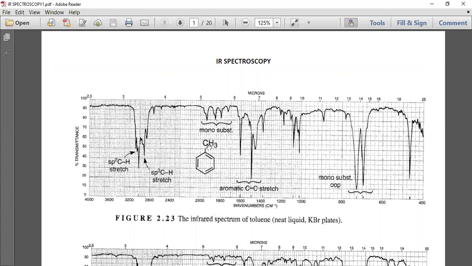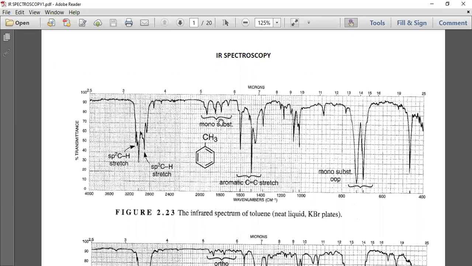Then aromatic C=C stretching frequencies we will generally observe at 1450 and 1650. Yes, we have those stretching vibrations, though we cannot pinpoint them. Then another important point, the OOP. For mono substitution, we observe two peaks at 690 and 750. Sometimes we also observe peaks for mono substitution from 1800 to 2000 cm⁻¹, but generally with very low intensity. Now we will look at di substitution.